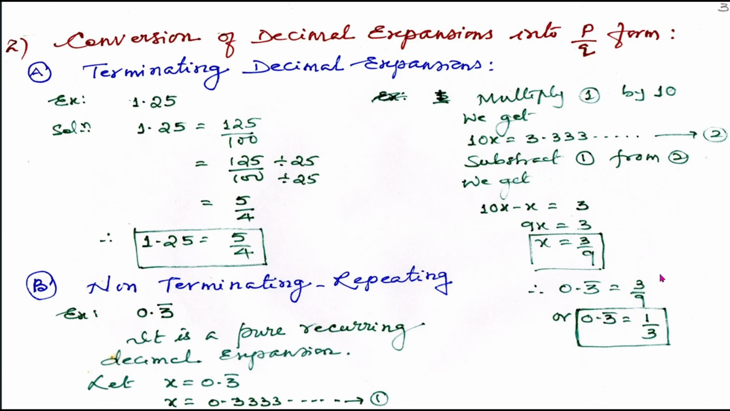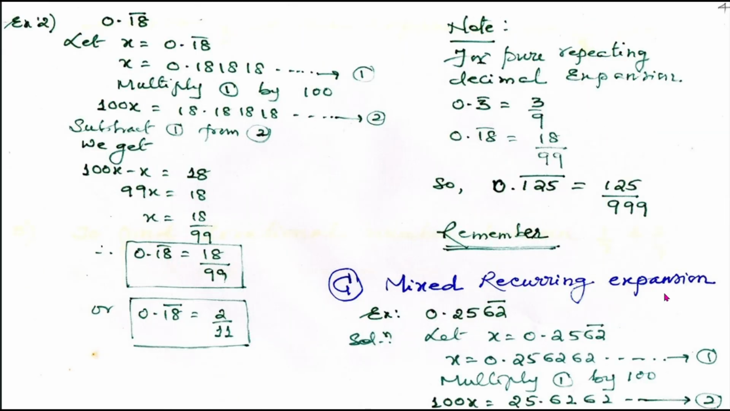But I suggest you remember 0.3 bar as 3 by 9. You will understand the importance of it later. Now let us take one more example, 0.18 bar. 0.18 bar is a non-terminating recurring decimal expansion which represents a rational number. Now 0.18 bar is nothing but 0.181818 and so on endlessly. Let us call this equation 1, taking x is equal to 0.18 bar.